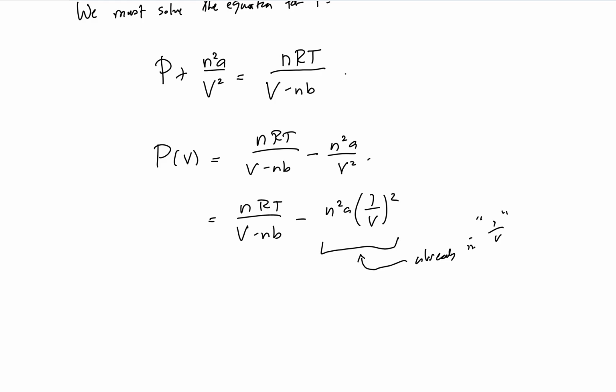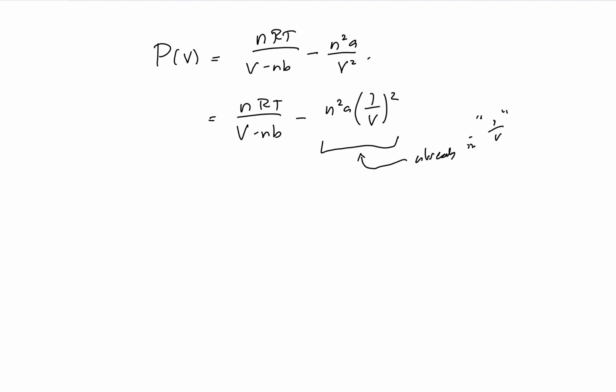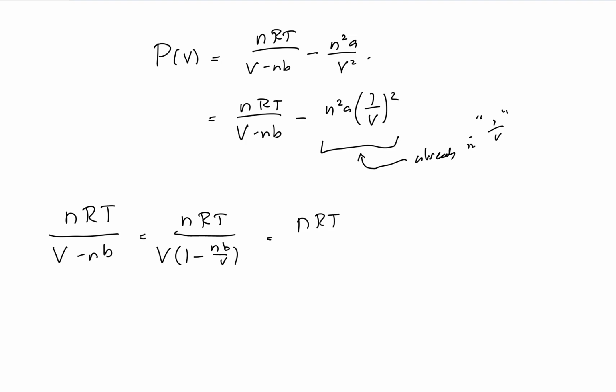So we're going to do the same type of thing as we did before. So let's take this term nRT over V minus nb. And I want this to be in terms of 1 over V, so let's factor a V out of the bottom. So I have nRT, and I have V, and then I have 1 minus nb over V. So this is nRT over V times 1 over 1 minus nb over V.